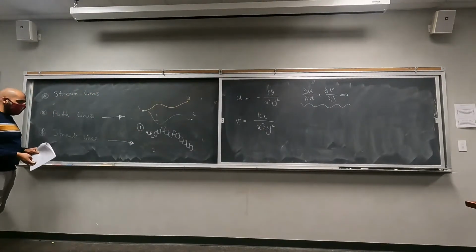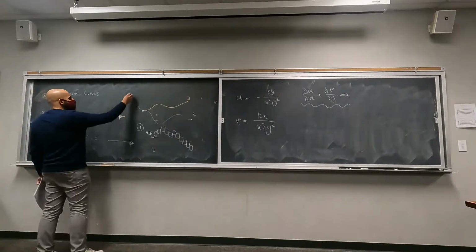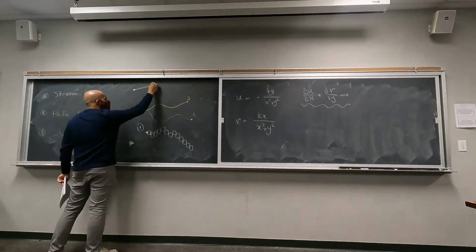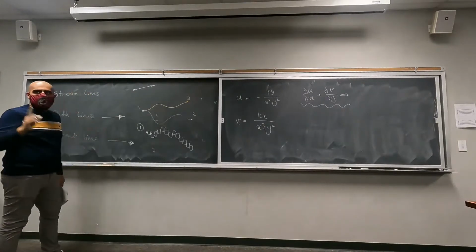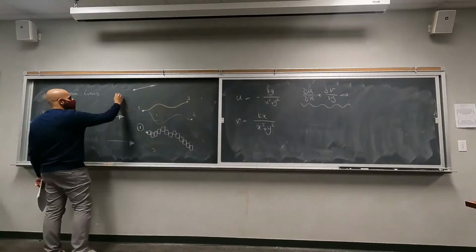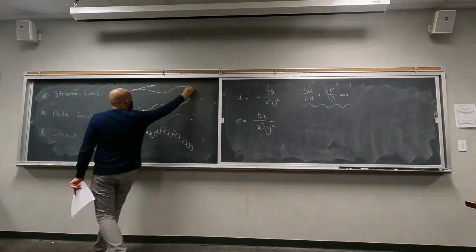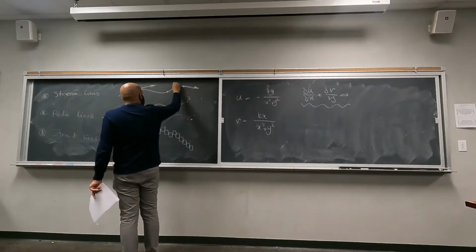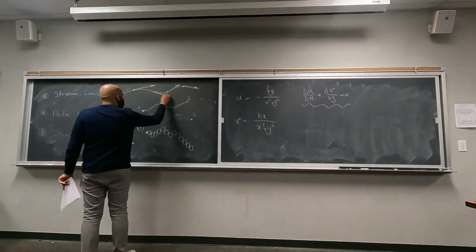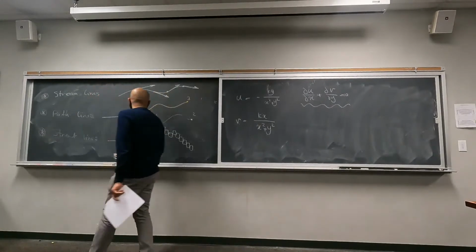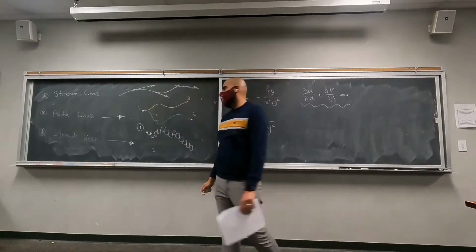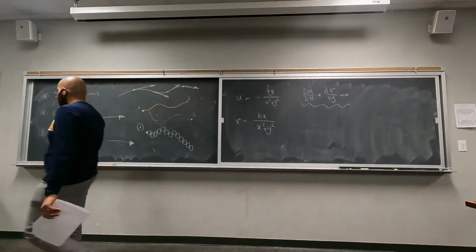A streamline is a line that is tangent to your velocity vector at all time. So if your velocity vector is changing, is moving, this line is also moving. And a streamline is a concept that we are going to use a lot in aerodynamics.